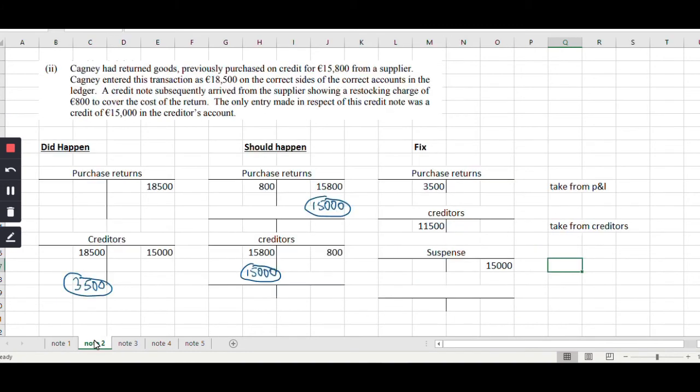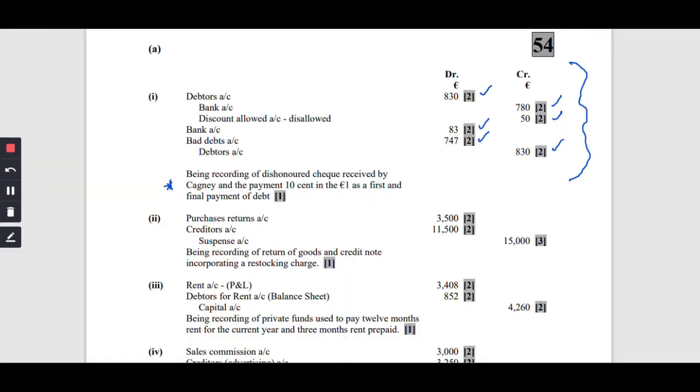Note number 2, the fix column. Purchase returns, debit 3,500. Creditors, debit 11,500. Suspense, credit 15,000. If we go to the marking scheme, here we have it, just like the fix column. And there's your 1 mark for a recording of return of goods and credit note incorporating a restocking charge. Okay, good.